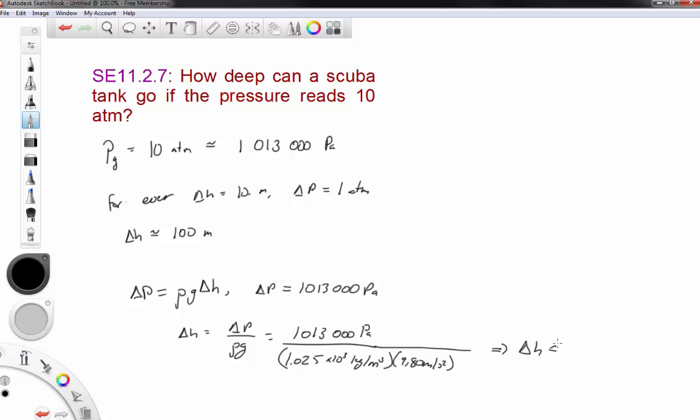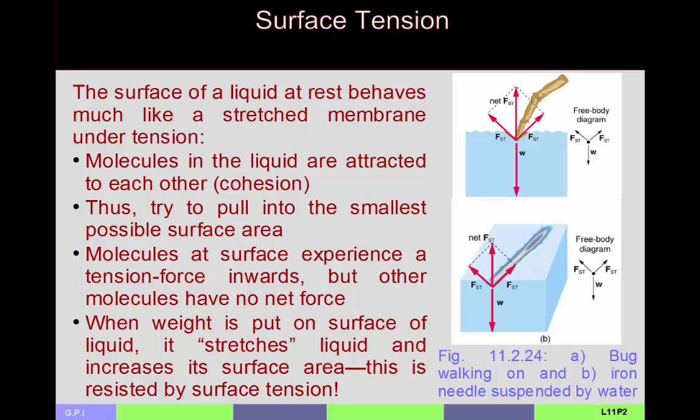So this gives us a total depth of actually 100.84. But of course we have to round off to 2 significant figures, so that would be 100 meters. And so to the level of certainty that we have, the rule of thumb method works just as well as the more rigorous calculation method. In both cases, you can dive to 100 meters before you're deep enough that if you were to puncture the tank, water would start rushing into the tank.